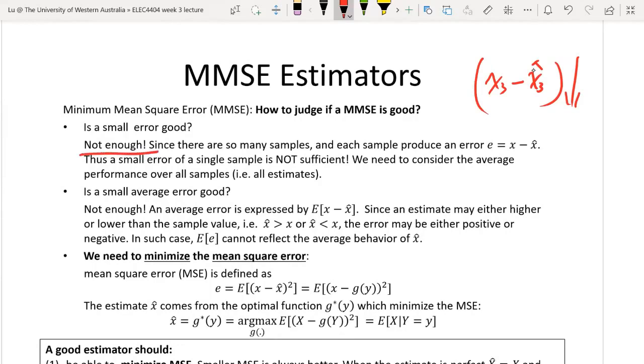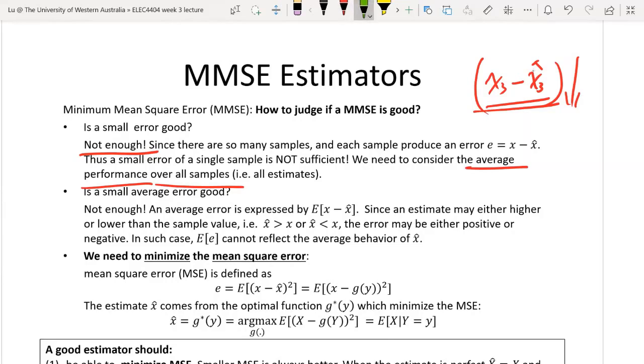It's not enough because when we construct this estimator function, it covers all the possible scatters or sample points from x and y. So if you focus on a small error for only one single estimation, one point, that's not good enough, because we need to consider how to give the best average performance over all the samples, not a particular one sample. Okay, this is the first point. So one single small error is not good enough.